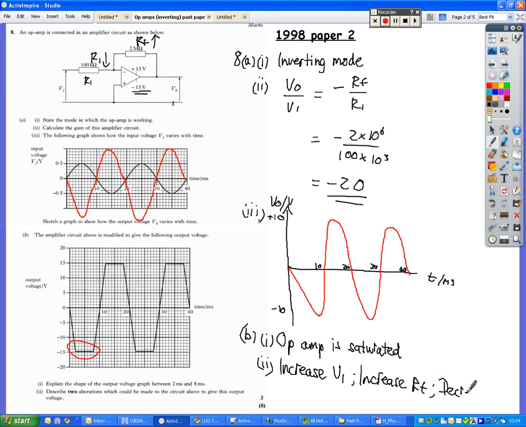So those are three things that you can say there. It only asks for two. Increase in RF or decrease in R1 will give you a bigger number for the gain, so therefore you're more likely to reach that saturation point.